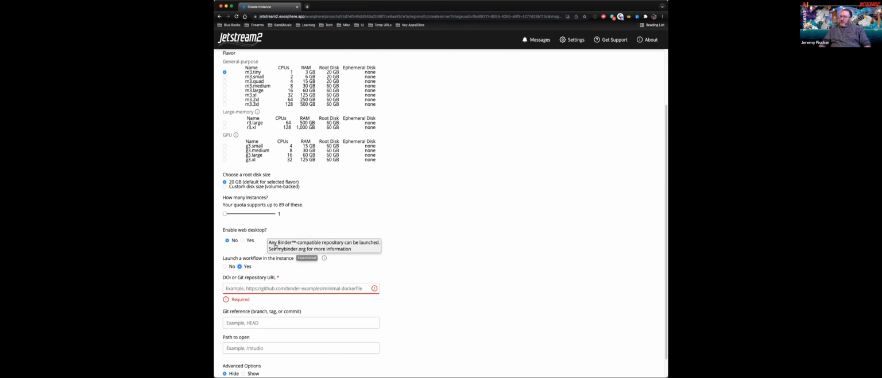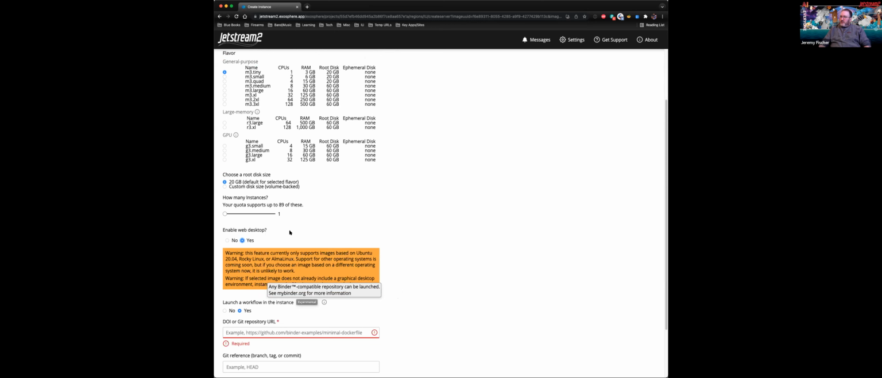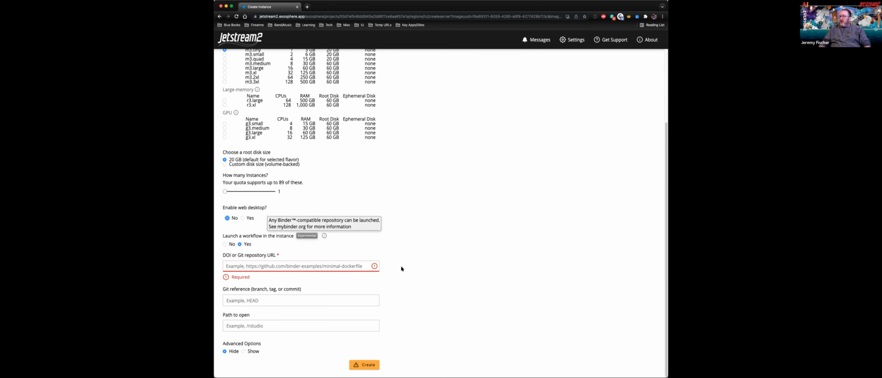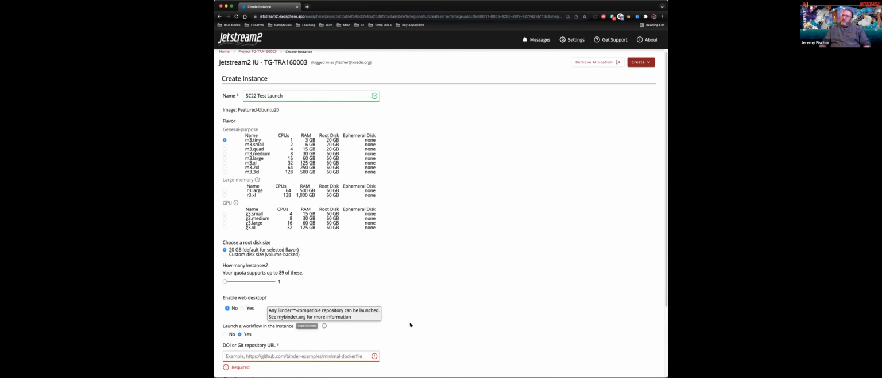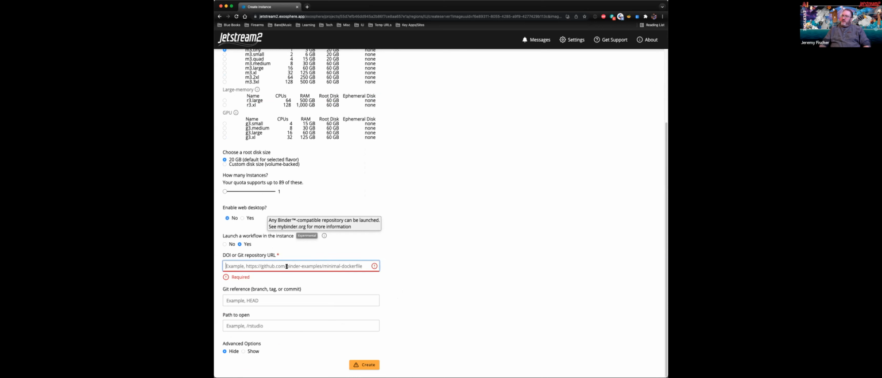So basically, you can also enable web desktop, but this is what I wanted to show you with the advanced features. And this to me is a real selling point because pretty much everybody today is using some sort of Git repo or Docker repo or MyBinder as a means of managing their project. So this to me is a real selling point for folks that are reviewing and or creating artifacts.